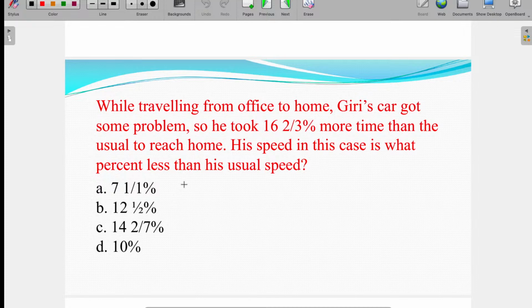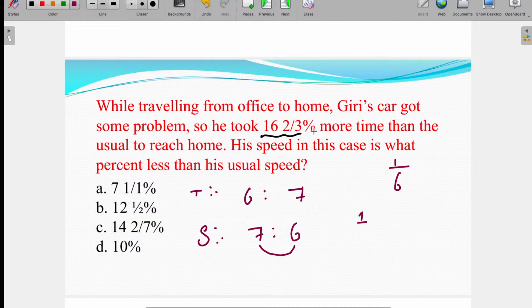Say this answer, how to solve it. While traveling from office to home, Giri's car got some problem. It took 16 2 by 3 percent more time. Time they are given. Then I need to find out usual speed. 16 2 by 3% means 16.66. So what is 16.66 in fraction? 1 by 6. Usually it is taking 6 hours. Now you will take 7 hours. Speed ratio will be 7 is to 6. Then usually the speed will be decreased here, because time you will take more, means 1 by 7 into 100. Clear?